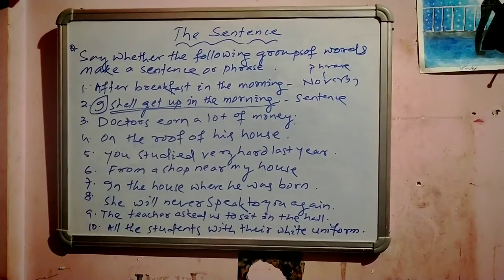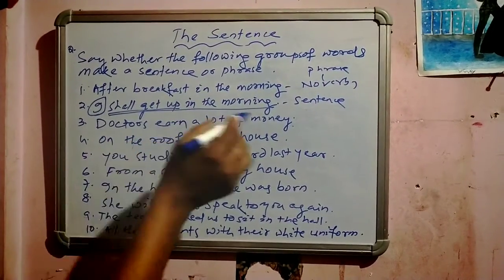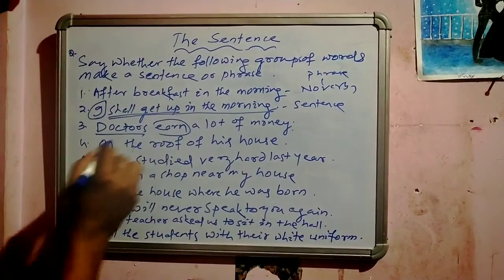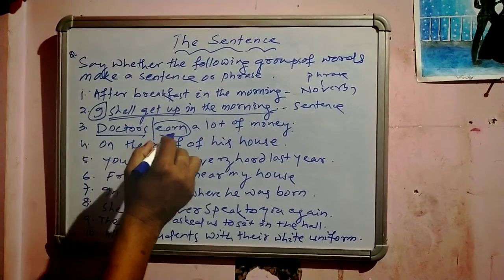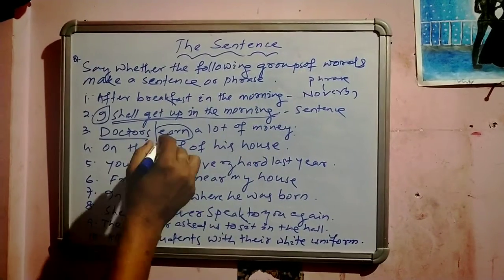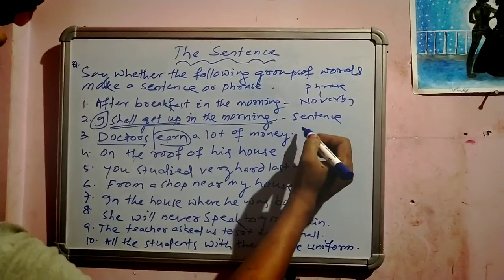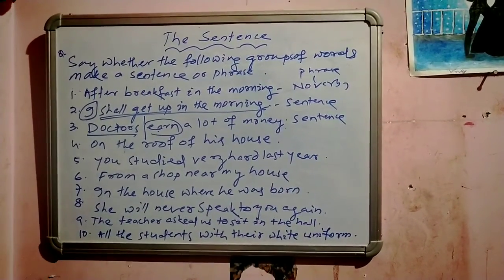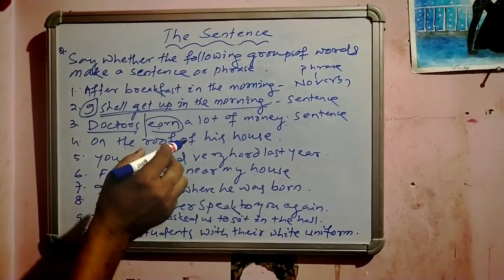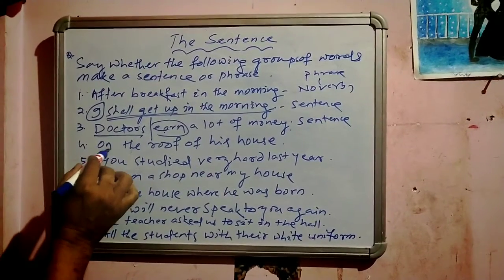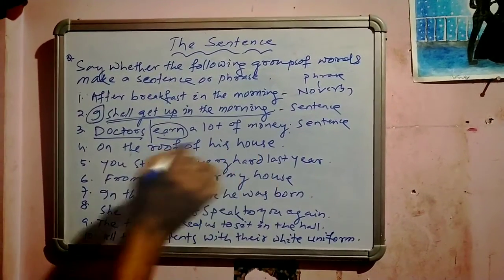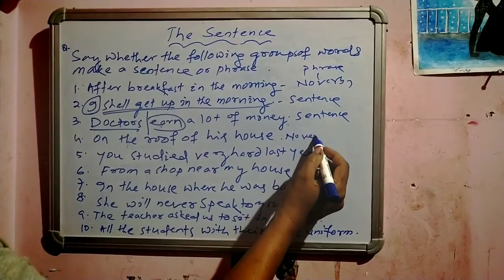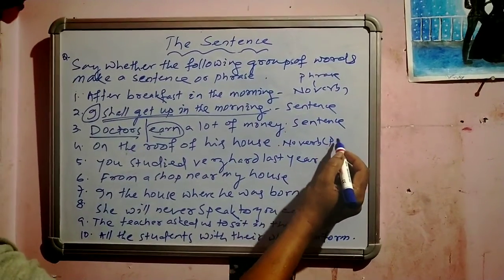Then come to the third question: "Doctors earn a lot of money." Definitely "earn" is the verb here, and "doctors" is the subject part. The predicate part starts from "earn" to "money." It is undoubtedly a sentence. Then the fourth question: "on the roof of his house." You see, no verb is there, so it is a phrase.